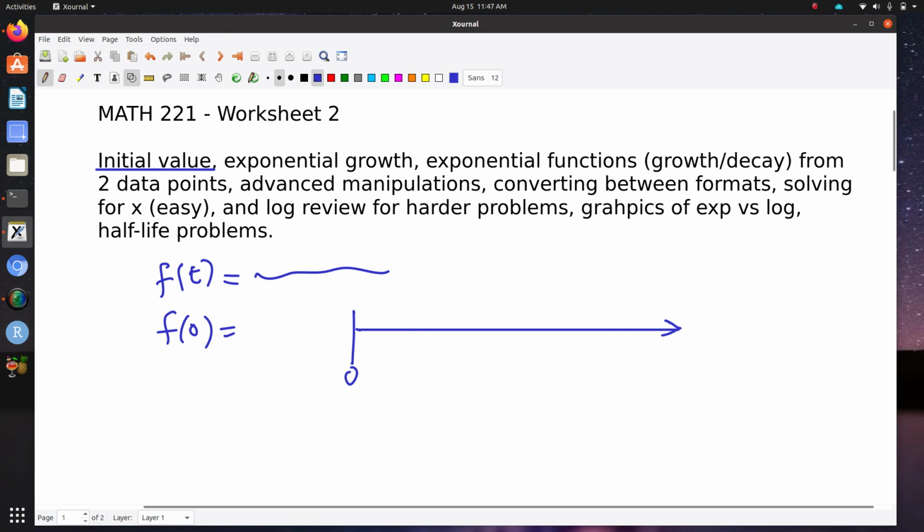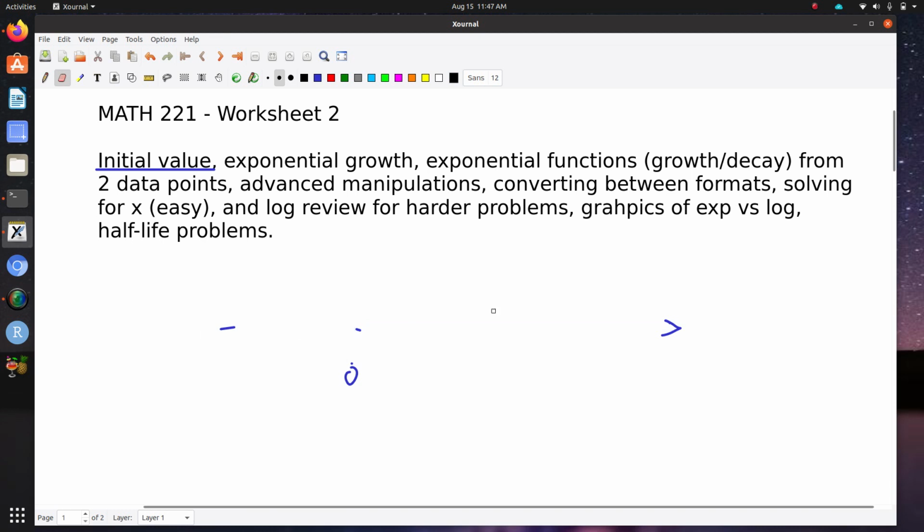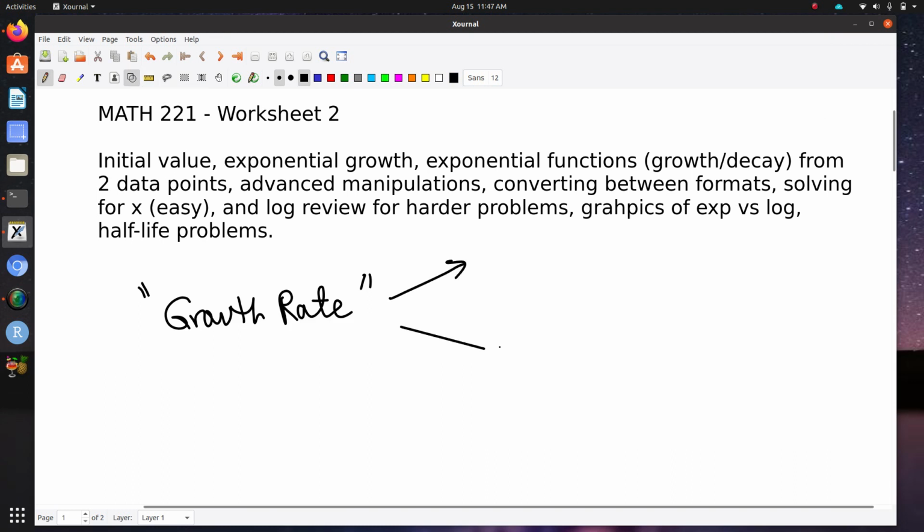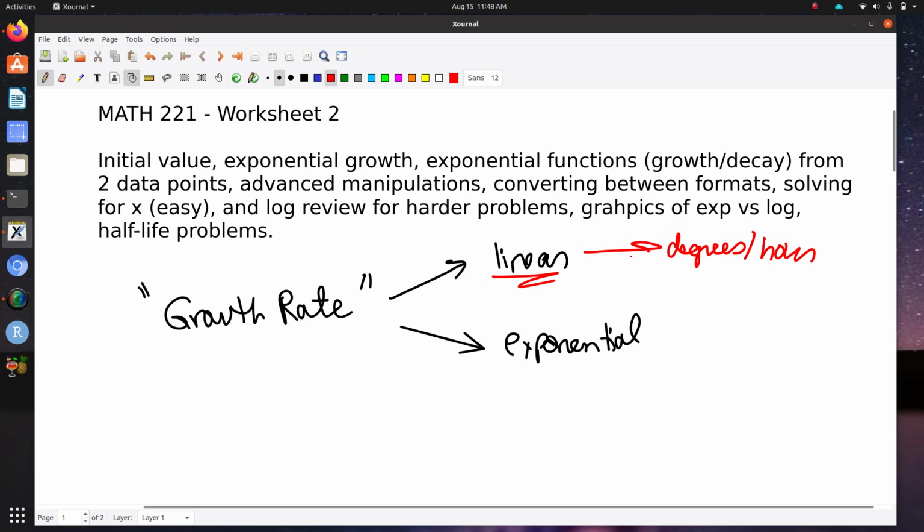Okay. The next kind of question you're going to get is growth rate, and I want to pause for a second and explain, because the way it's worded in the worksheet is ambiguous on purpose. What is meant by growth rate? There's two common answers that you can give, and they're both correct, but it depends on the context. It could be the linear growth rate or the exponential growth rate. Here's some examples. If I say how fast the temperature is increasing in degrees per hour, this would be an example of a linear growth rate, okay?